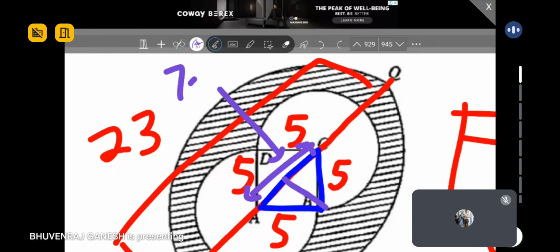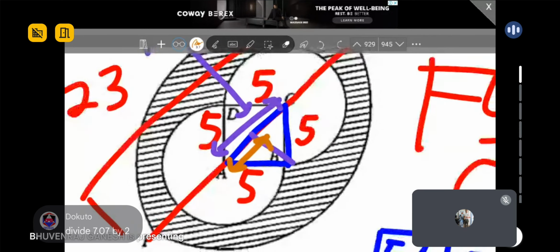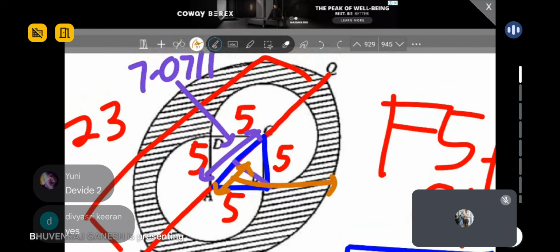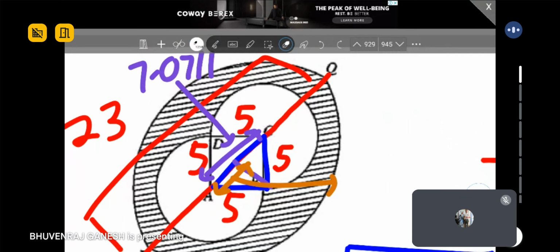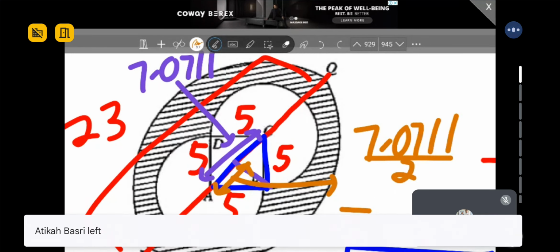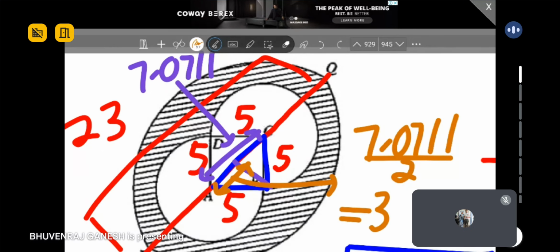Okay, this one is 7.0711. So guys, what is this distance over here? The orange one. How do you find the orange one, guys? Yes, you just take 7.0711 divided by 2. Okay, so you will get 7.0711 over 2. Press the calculator, over 2. Okay, so you will get 3.5355 cm. Okay, so this is your orange part.